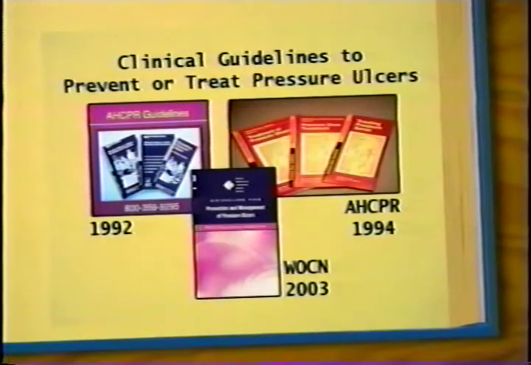Dr. Aiello, you shared a wealth of information about treating pressure ulcers. Are there any other clinical guidelines that are available for clinicians? Yes, Sharon. There are the 1992 AHCPR prevention guidelines and the 1994 treatment guidelines, and they're available on the web. While some of the latest treatments are not included in the guidelines, they still remain relevant today. There are also the 2003 Prevention and Management Guidelines from the Wound, Ostomy, and Continence Nurses Society.